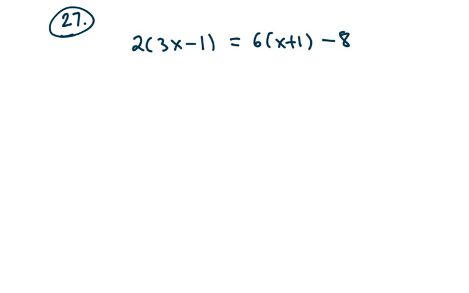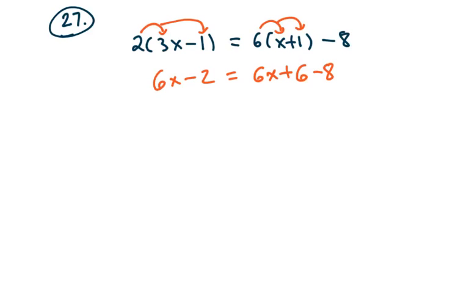Let's see the next one. So stop the video, try it on your own. Once you've done that, follow along. Okay, so we'll distribute the 2 into both of these. I'll also distribute the 6. So 6x minus 2 equals 6x plus 6 minus 8. 6 minus 8 is negative 2, so 6x minus 2 equals 6x minus 2. And the left and the right match up.